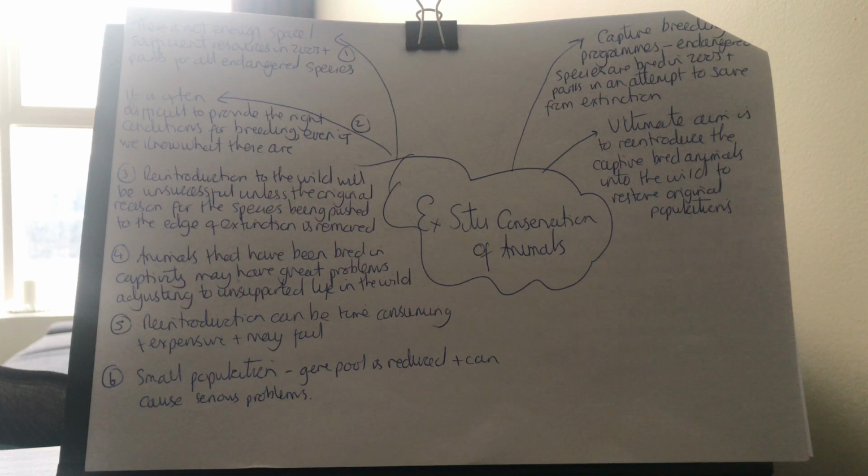Animals that have been bred in captivity may have great problems adjusting to unsupported life in the wild. So, lots of zoos and safari parks pride themselves on being really hands-off. They're not jumping in the cage and treating them like pets and playing with them. But ultimately, the animals are fed. It could be to try and mimic the same frequency as in the wild. So, they might not be fed every day. They might feed them every 3 days or once a week or whatever. But ultimately, food is given to them.